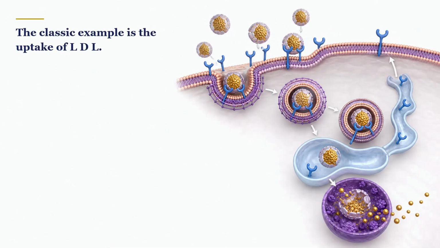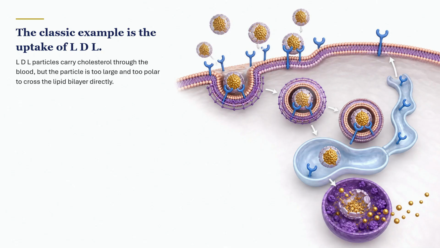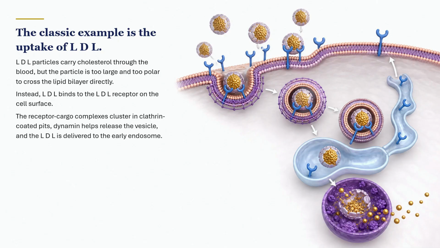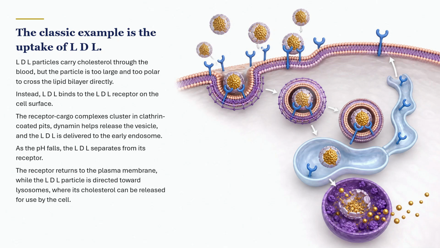The classic example is the uptake of LDL. LDL particles carry cholesterol through the blood, but the particle is too large and too polar to cross the lipid bilayer directly. Instead, LDL binds to the LDL receptor on the cell surface. The receptor-cargo complexes cluster in clathrin-coated pits. Dynamin helps release the vesicle, and the LDL is delivered to the early endosome. As the pH falls, the LDL separates from its receptor. The receptor returns to the plasma membrane, while the LDL particle is directed toward lysosomes, where its cholesterol can be released for use by the cell.